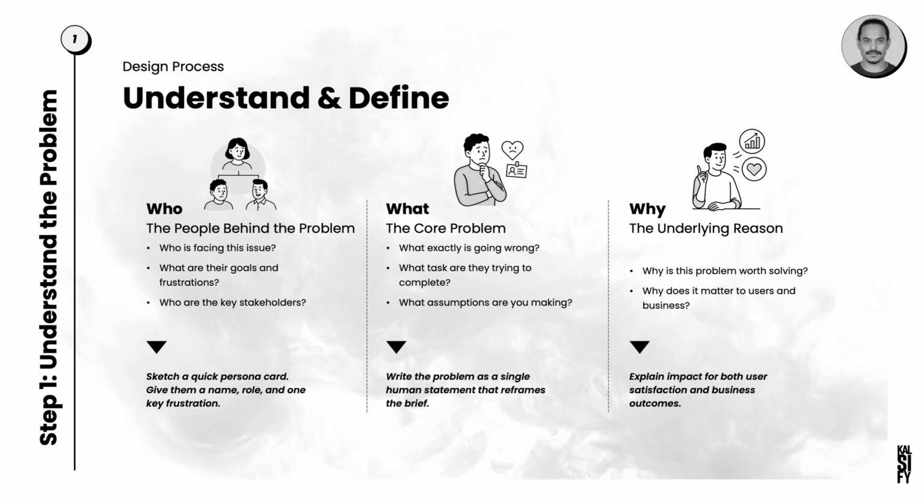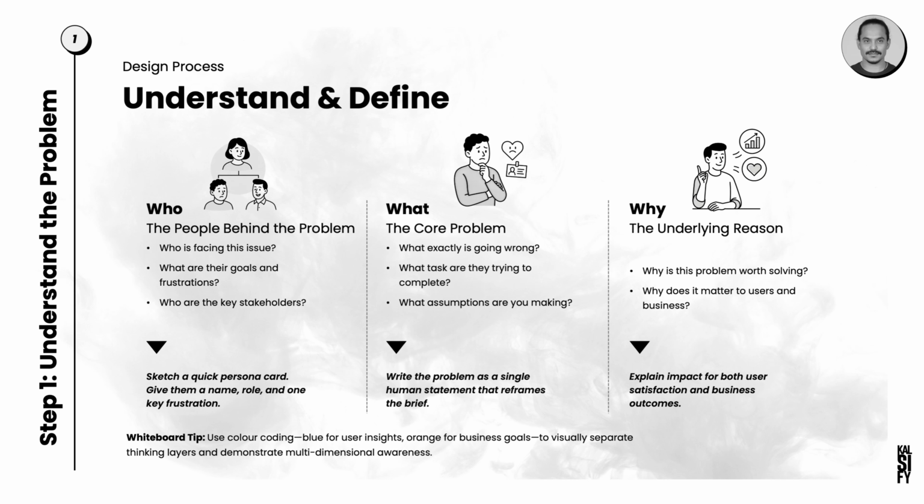This step transforms your reasoning from tactical to strategic. Instead of saying, I'm designing a better UI, you're saying, I'm helping parents stay emotionally connected to their children's education. That's impact thinking, and interviewers love it.